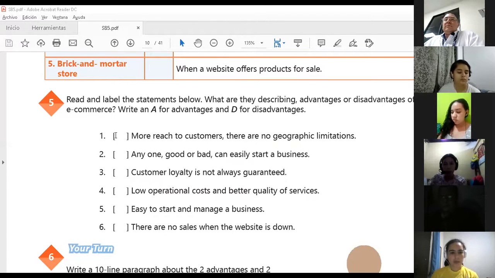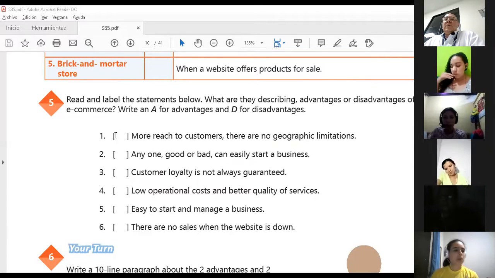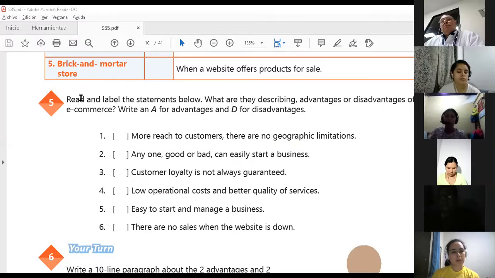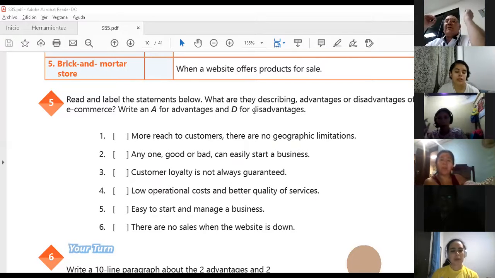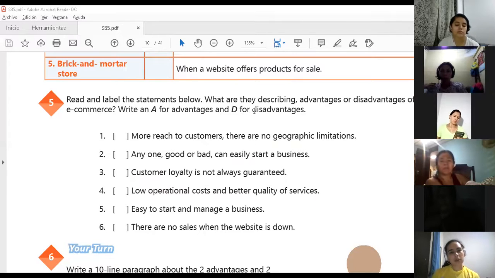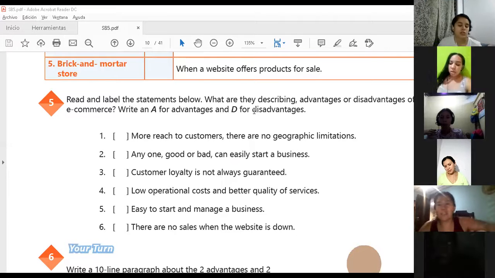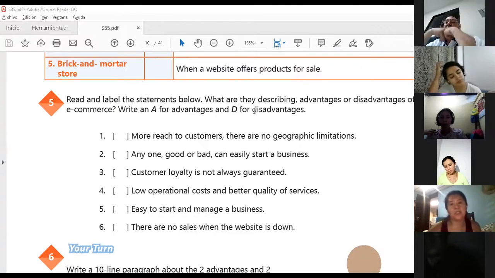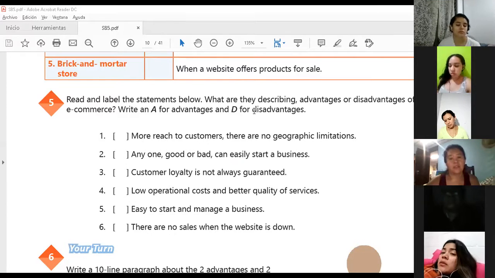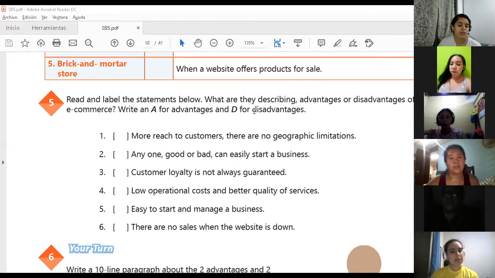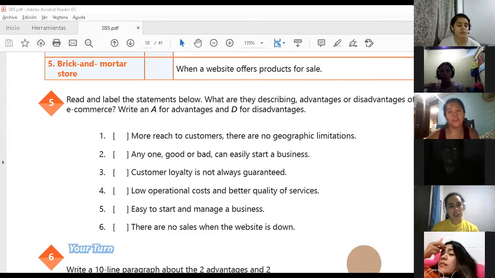So let's read with me, please. Read and label the statements below. What are they describing? Advantages or disadvantages of e-commerce? Advantages of e-commerce. Good. Write an A for advantages and D for disadvantages.